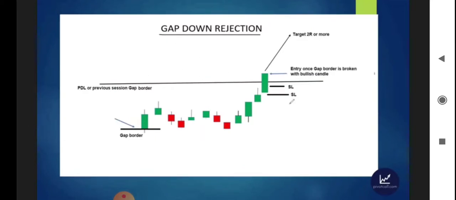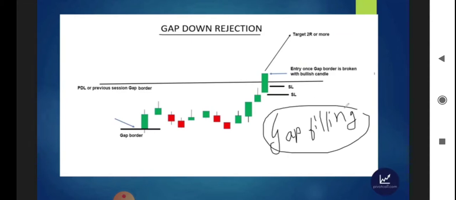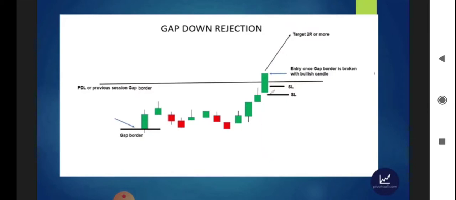The difference between gap up rejection and gap down rejection pattern is, in the gap up rejection pattern, if you remember, it was a gap filling strategy, right? So I said if the market opens with a big gap up and makes a bearish candle, you can short, and once that gap is filled, you can book your profit. So that was the gap up rejection pattern. The gap down rejection pattern is a stop loss hunting pattern. This is the stop loss hunting pattern.